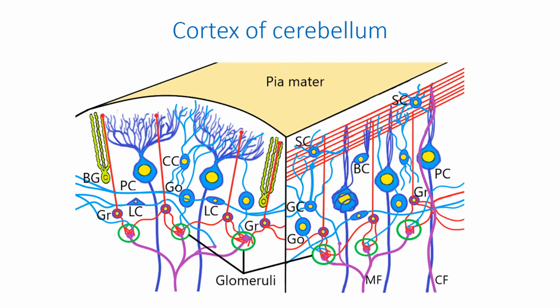One exception is the floccular-nodular lobe, since its axons contribute to the vestibulo-ocular reflex and synapse directly on neurons of vestibular nuclei without passing through the cerebellar nuclei. That is why vestibular nuclei are considered displaced cerebellar nuclei.